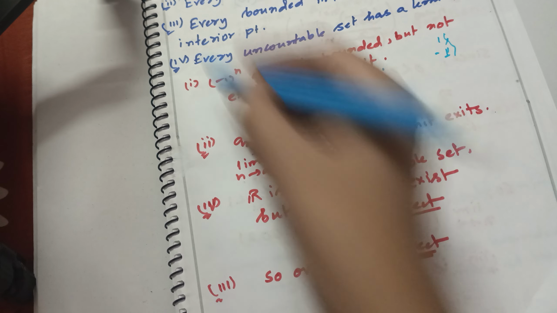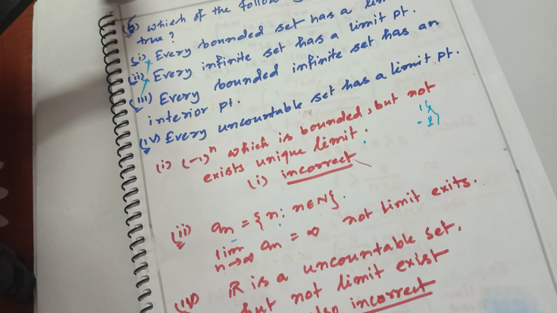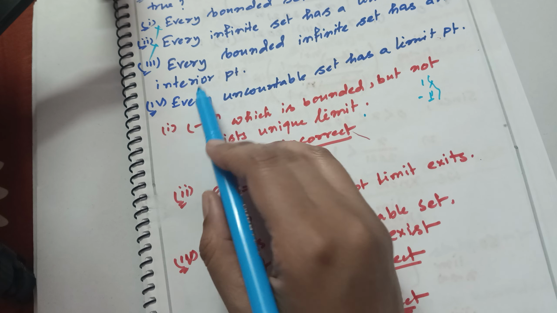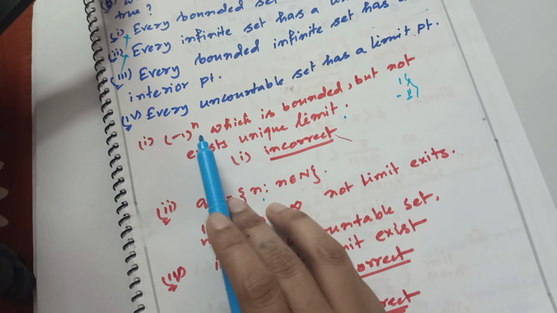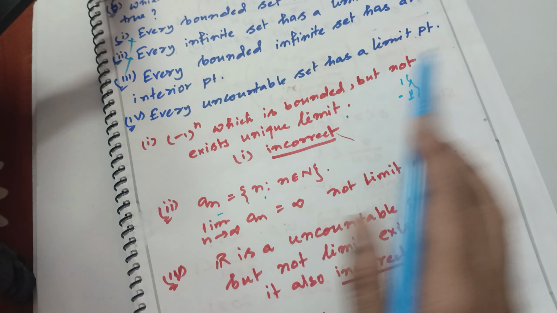So the second option is also discarded. The third option says that every bounded infinite set has a limit interior point, and the fourth option says that every uncountable set has a limit point.